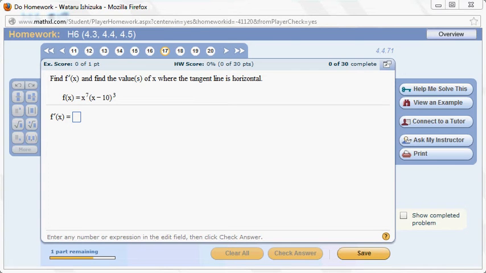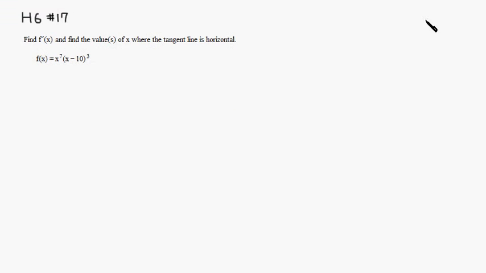Okay, let's look at homework 6, number 17. First, we want to take the derivative of this given function f of x. So let's do that. There are two things multiplied together. You can think of this as the first guy, and this quantity (x minus 10) cubed is the second guy. So let's apply the product rule to take the derivative.